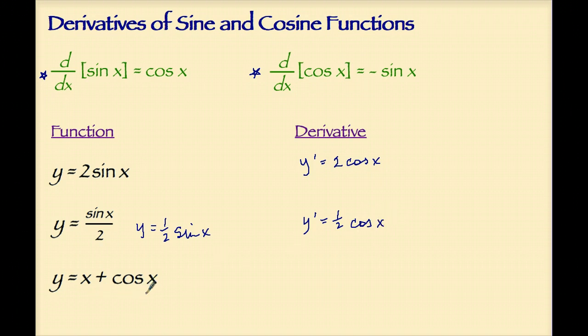In this last function, when we take the derivative, we'll first take the derivative of x, which is 1, merely the coefficient of that function. And you have 1, then the derivative of cosine is negative sine, minus sine of x.